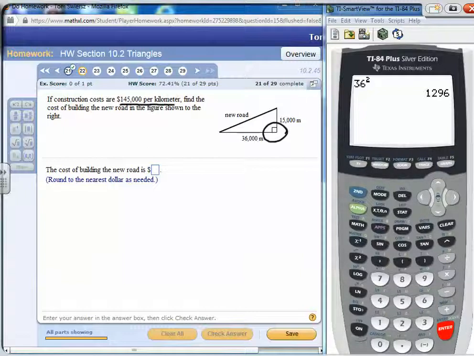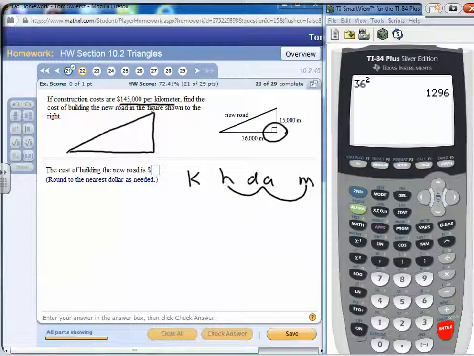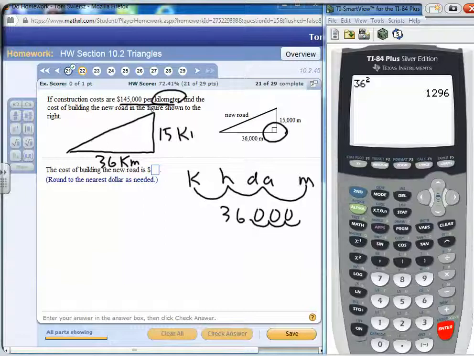Now, it's per kilometer, so to make the number smaller we can go ahead and convert. Remember, kilo, hecta, deca, and the unit by itself is meters. From meters, 1, 2, 3 jumps to get to kilometers, so 36,000 meters is 36 kilometers. And 15,000 meters, again 1, 2, 3 jumps, is 15 kilometers.